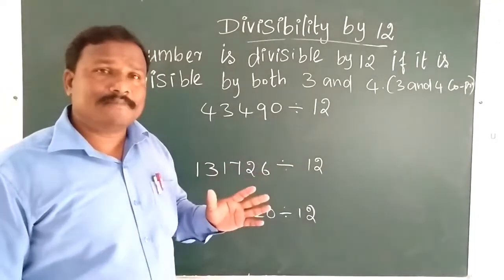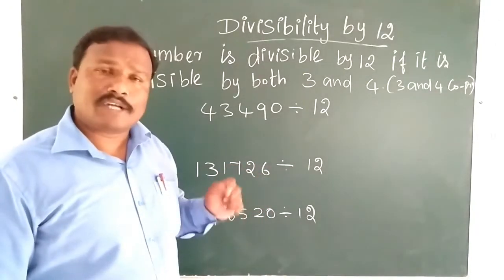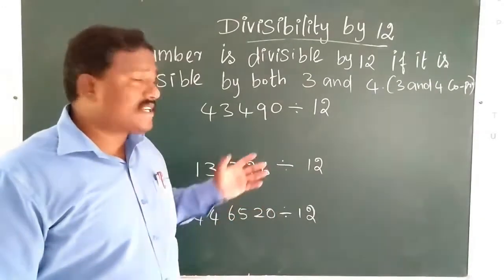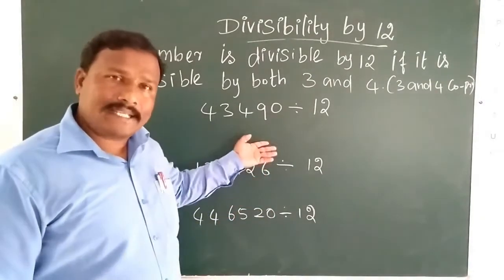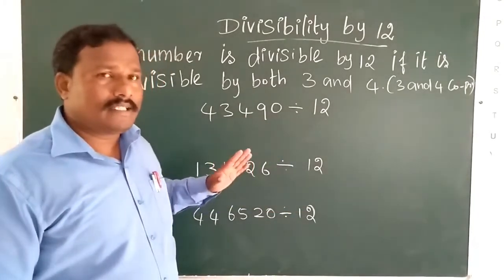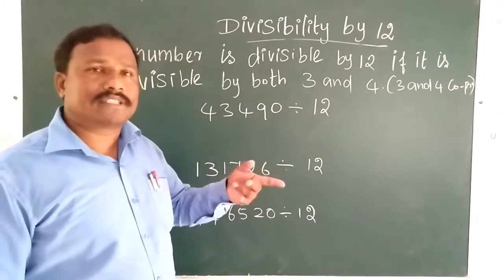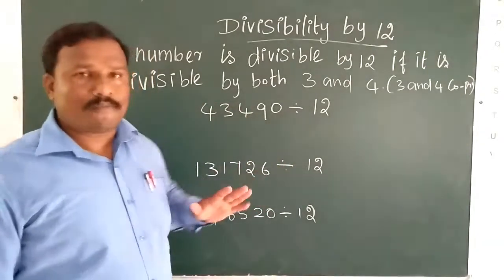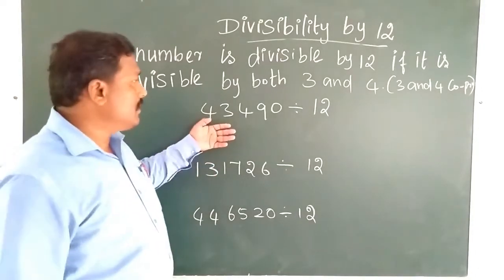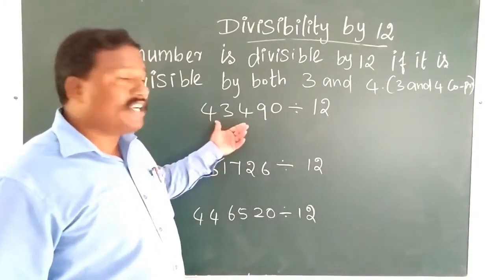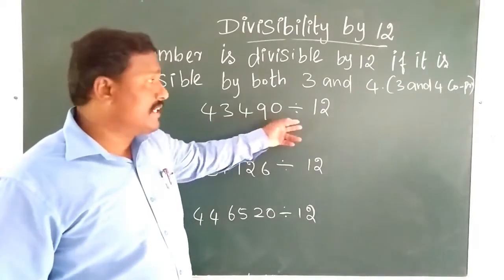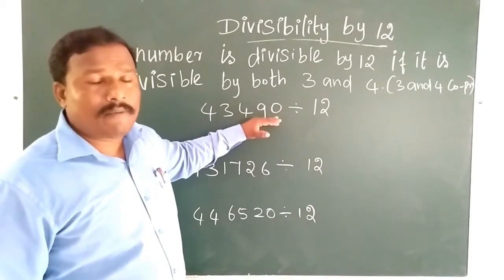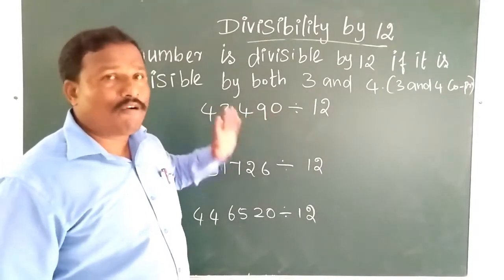The rule of 3: sum of the digits. The rule of 4: you take the last two digits and divide. So first let me check 3, then after that we have to check 4. If both 3 and 4 divide the number, then the number can be divisible by 12 also. Okay. So let me take an example: can 43490 be divisible by 12 or not? If you want to know, first we have to check 3 and 4.